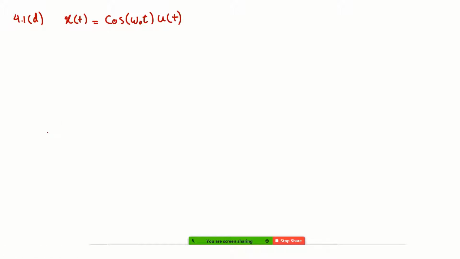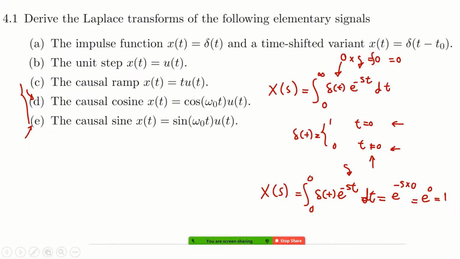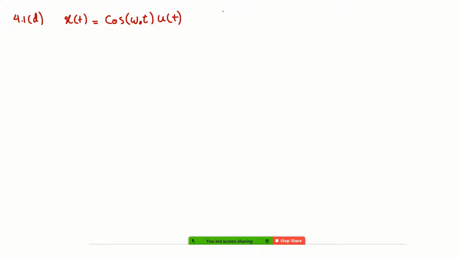Okay, we want to solve this question. We want to derive the Laplace transform. And again, we know if we have signal x(t), then its Laplace transform equals the integral of x(t) times e to the power of minus st dt from 0 to infinity. Well, this is saying that t is between 0 and infinity, okay?